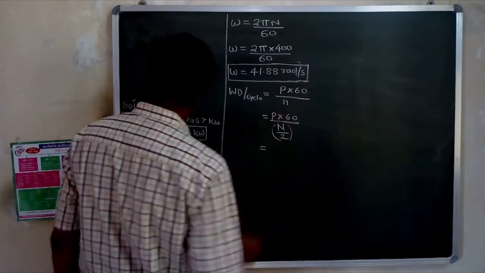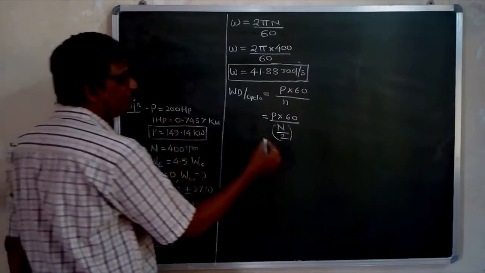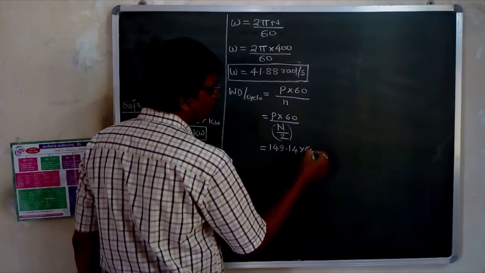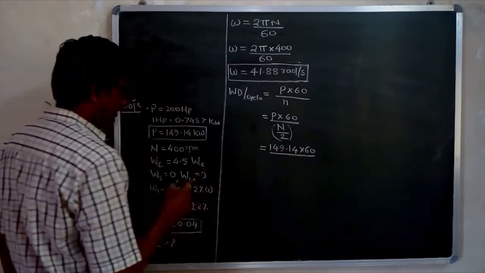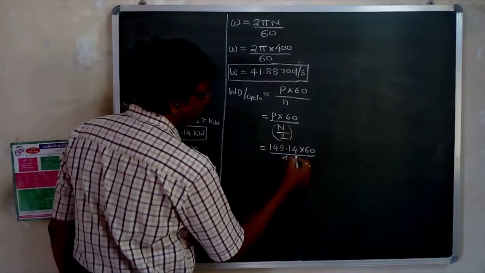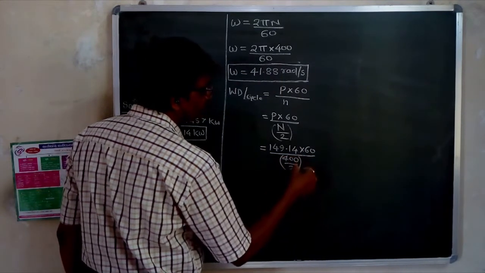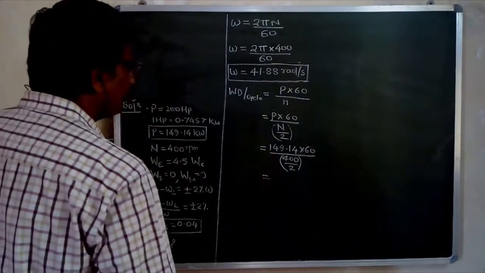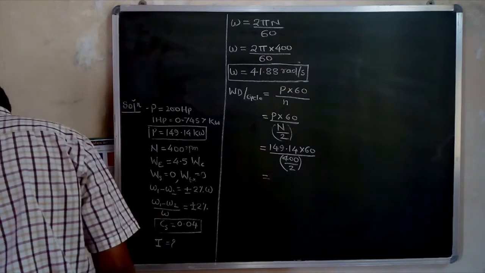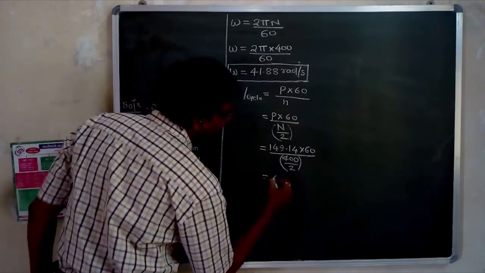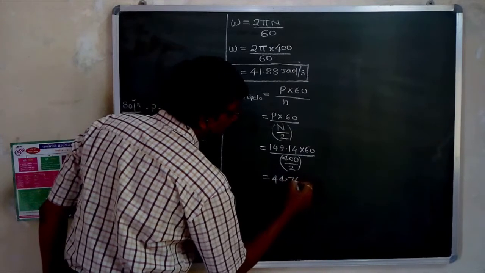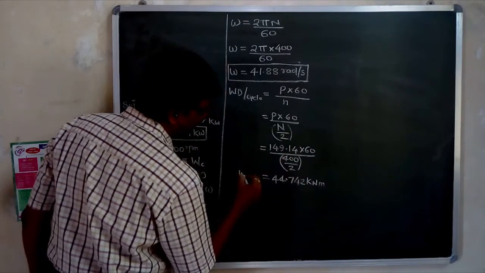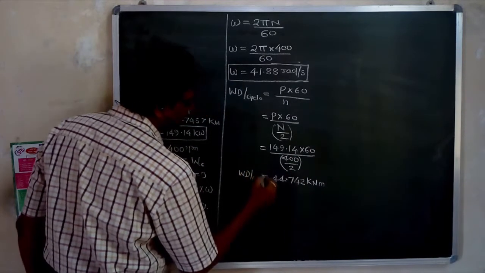Now let us put the value of P. It is 149.14. So it is 149.14 into 60 divided by n is 400, and that is divided by 2. As it is in kilowatts, you will get kilonewton meter. So this comes out to be work done per cycle is 44.742 kilonewton meter.